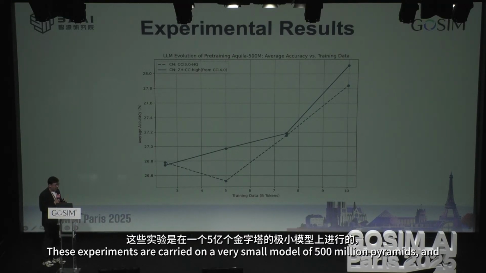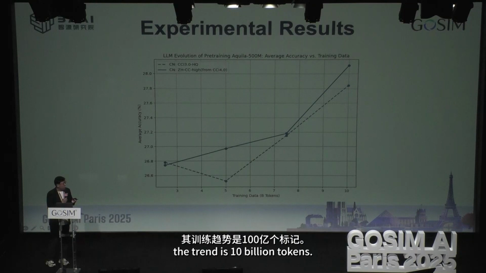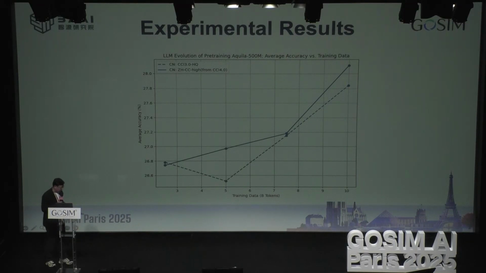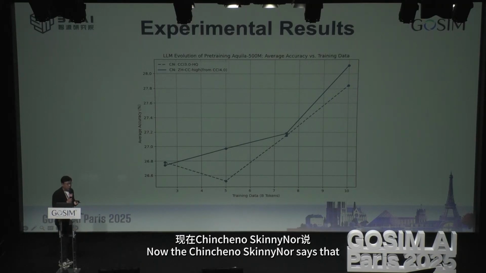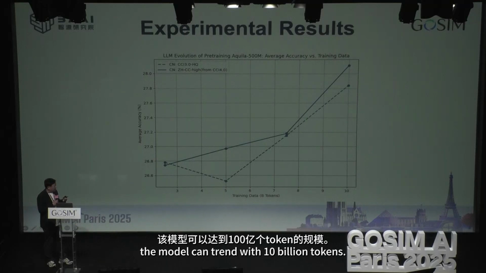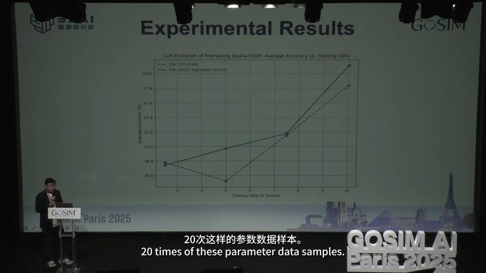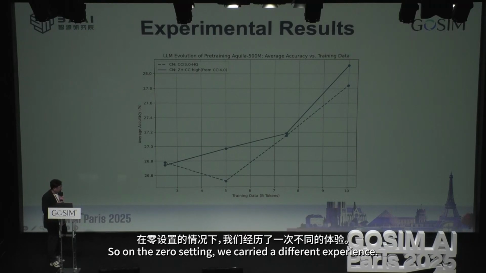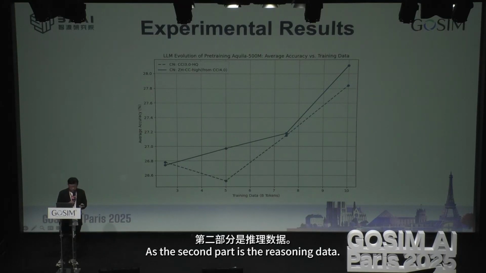These experiments are carried out on a very small model with 500 million parameters, trained on 10 billion tokens. As we know, the Chinchilla scaling law says that the model can train with 20 times its parameter count in data samples. So under this setting, we carried out different experiments.